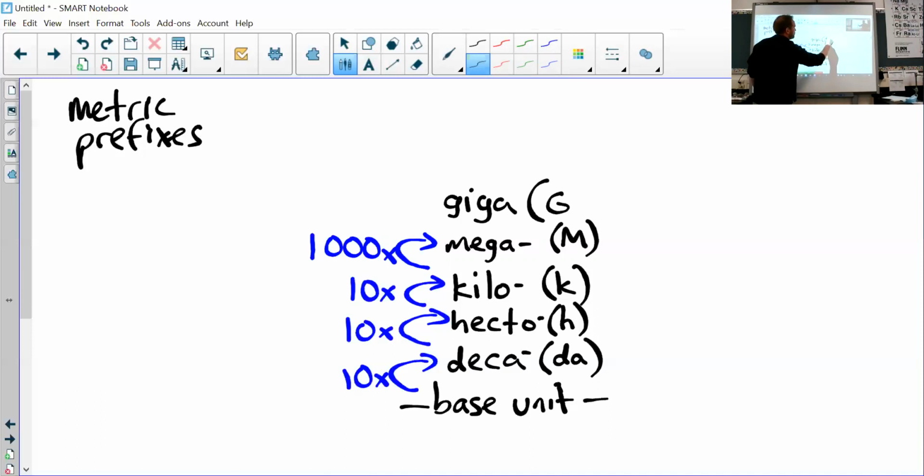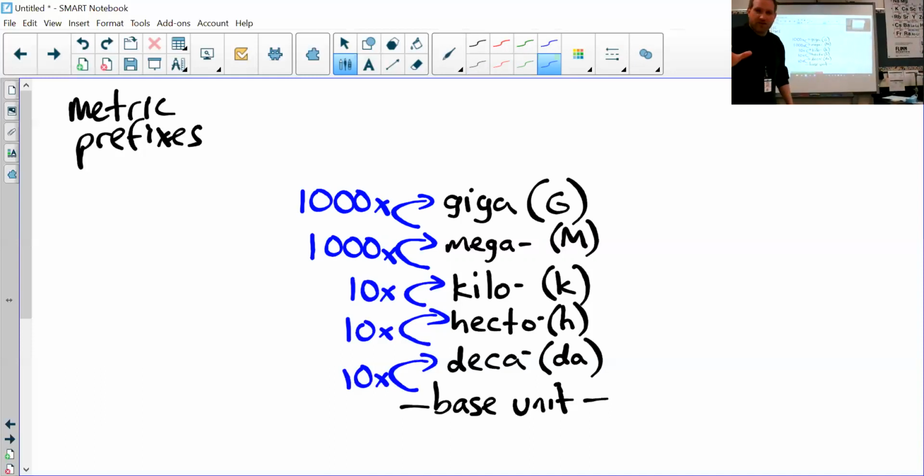Giga is a capital G, and this is yet another 1,000 times bigger. What's a million times another 1,000? Add 3 zeros, it's a billion. So there are 1 billion base units in a giga. Now, to put that in some perspective, we think of computers a lot. There are 1 billion bits or bytes in a gigabit or gigabyte. Comparing giga to mega, it's 1,000. So if you have 1,000 megs, 1,000 megabytes, you have a gigabyte.